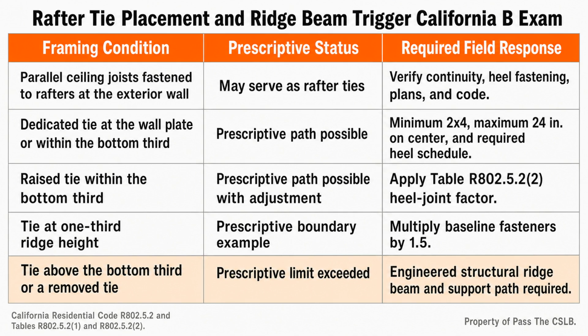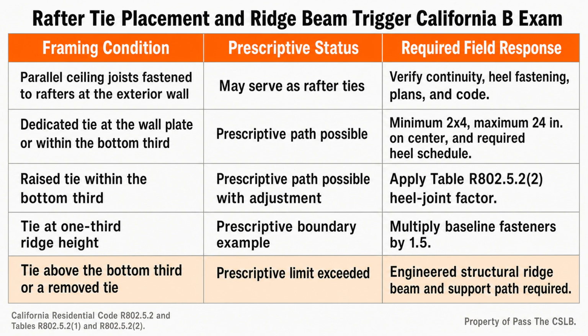The placement decision on screen separates the prescriptive path from the engineered path. A tie at the wall plate or raised within the bottom third can remain prescriptive when all sizing, spacing, and adjusted connection requirements are satisfied. A tie moved above the bottom third, or a tie removed to open a vaulted space, crosses the prescriptive boundary. At that point, the ridge must be designed as a structural beam and supported as the engineered design requires.